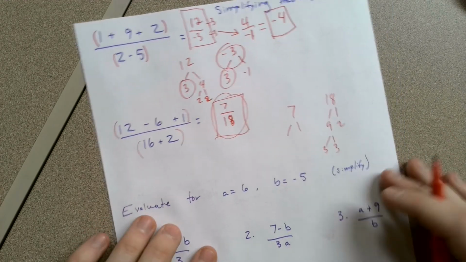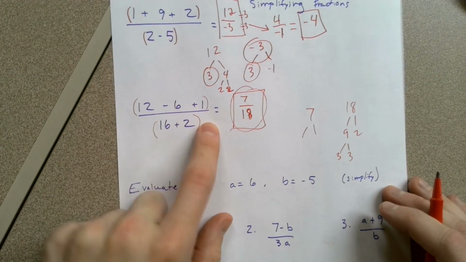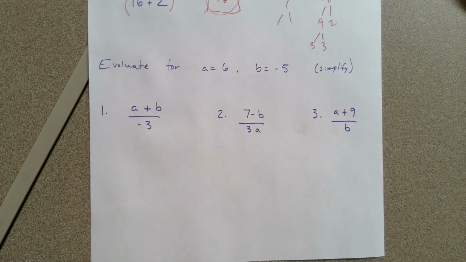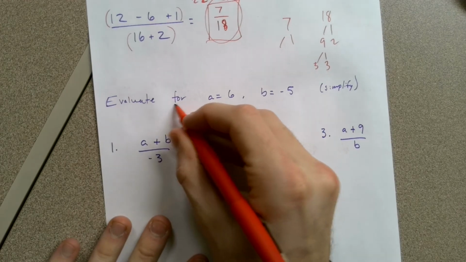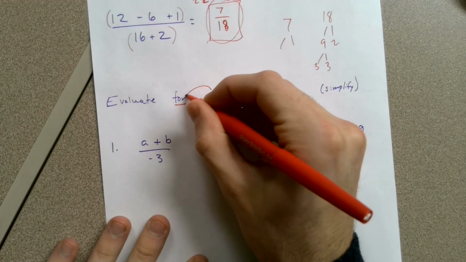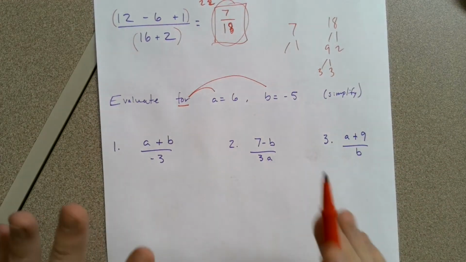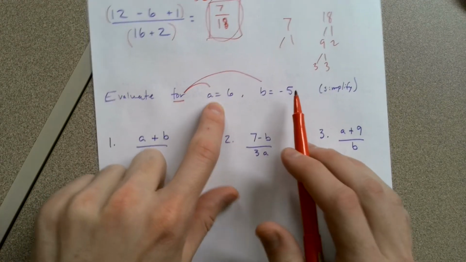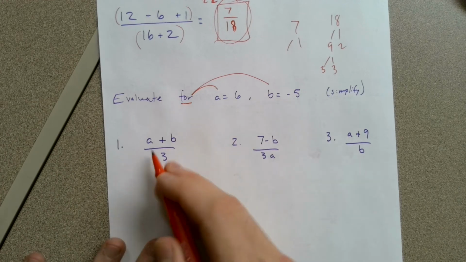All done. We solved that top. We solved that bottom. Found our answer. Sometimes they'll ask you even to evaluate. We know how to do this. Don't let this confuse you. They tell us for this, for this, what that's really telling us to do: take this A equals 6, B equals negative 5, and plug them in. Watch what I do here.